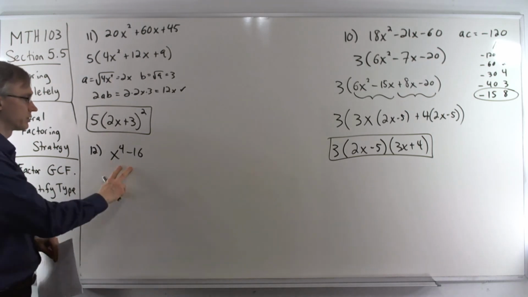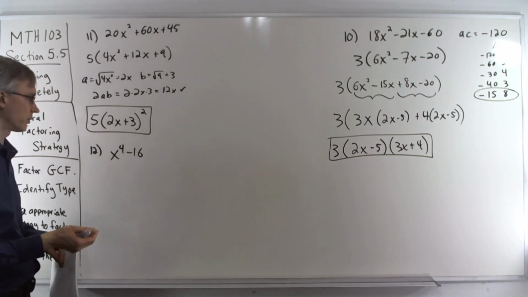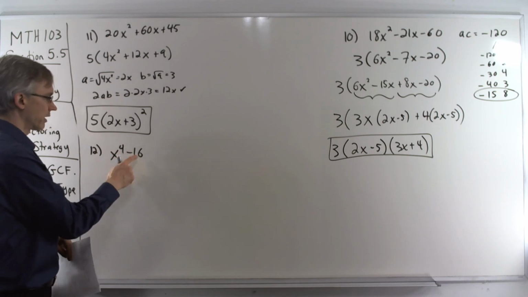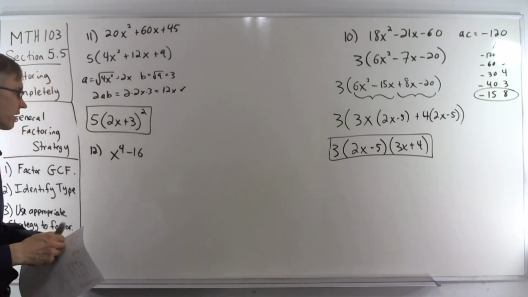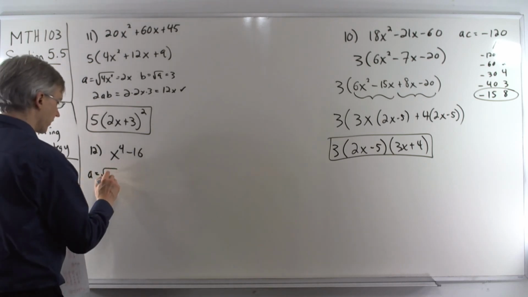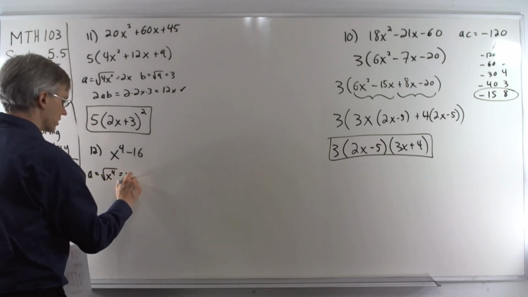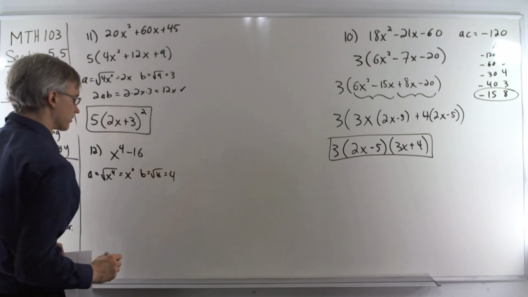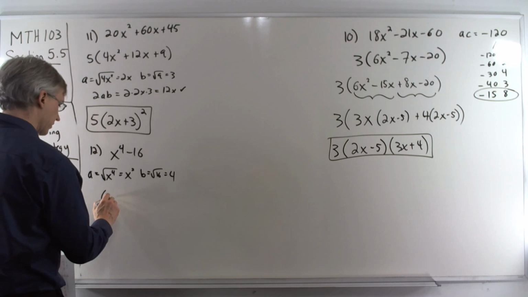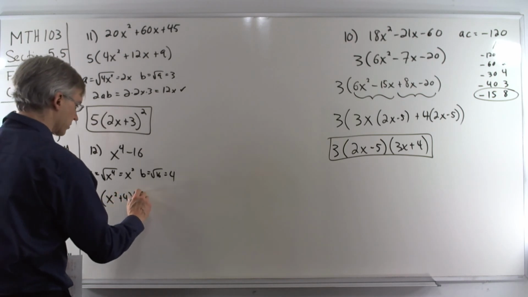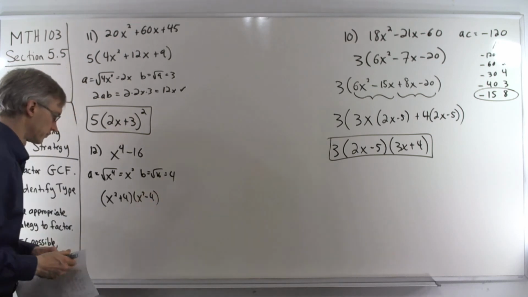So for this one, we've got 2 terms, so we need to check for difference of squares. We've got an even exponent here, so this is a perfect square. 16 is a perfect square, so we do have difference of squares. So a is going to be the square root of x to the 4th, which is x squared, and b is the square root of 16, and that's 4. So factoring, we get x squared plus 4 and x squared minus 4.